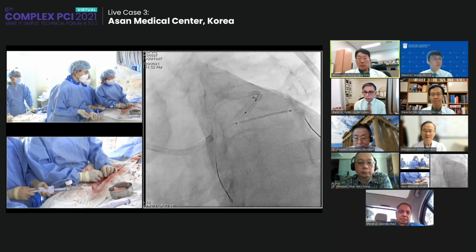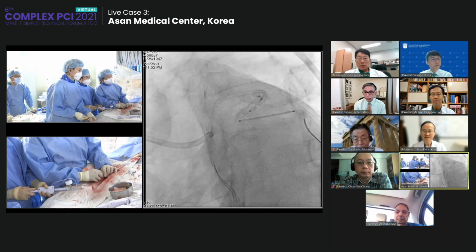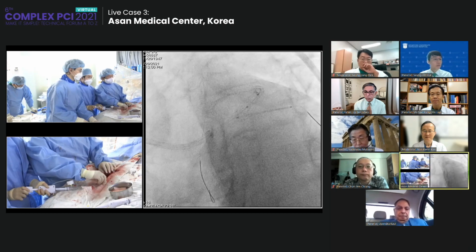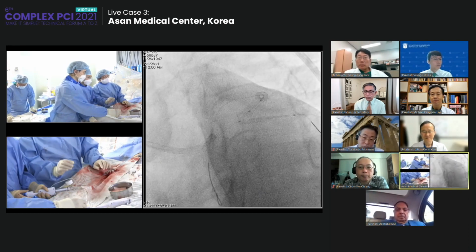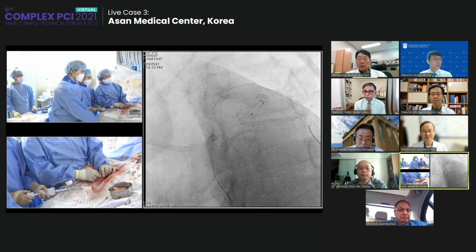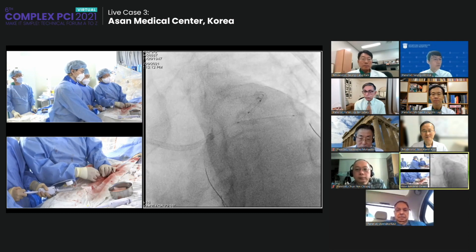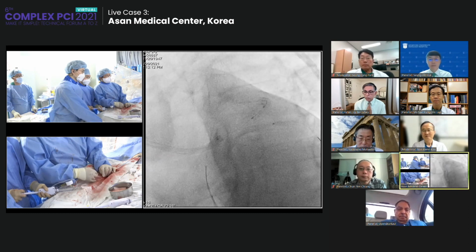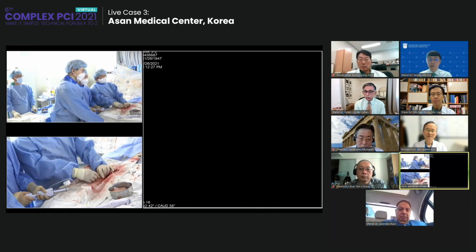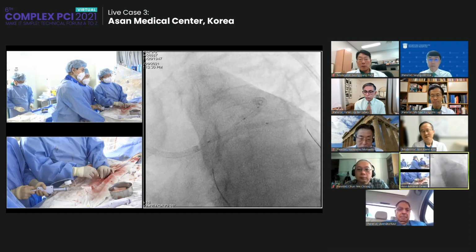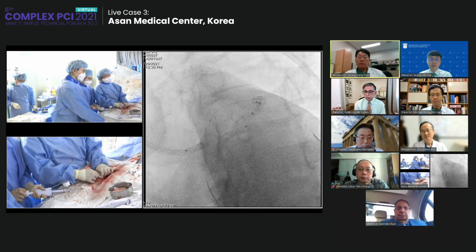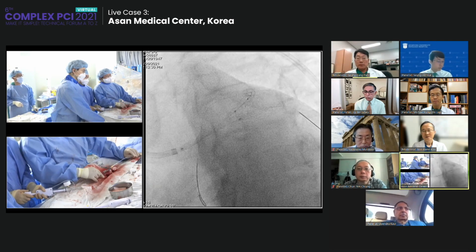Stenting the diagonal branch first. What size? 2.5, 28 millimeter. Yes, right. 6. 2.2. 6. Nominal. It takes time. You have to wait for a while. Deflation. 10. 12. Deflation. Fourteen. Yes, deflation.